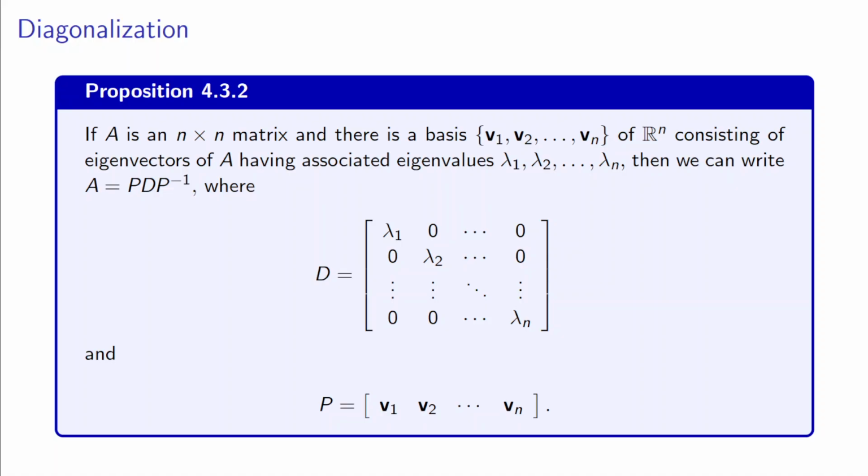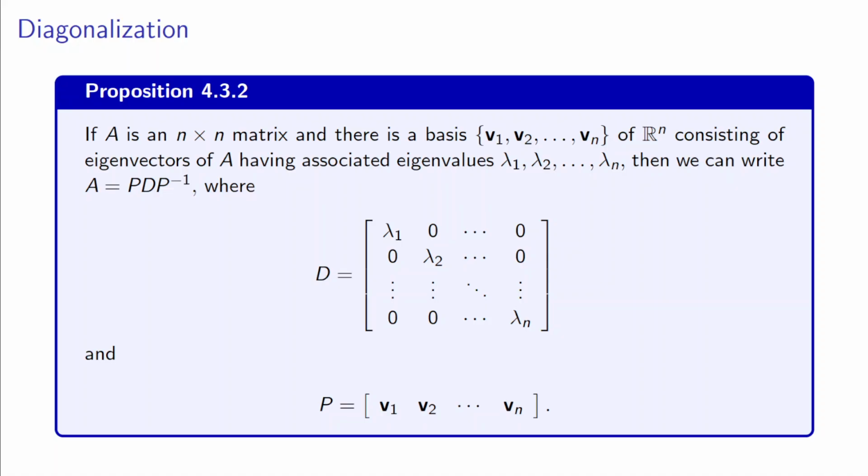Okay, and on to generalizing all this. Proposition 4.3.2: if A is an n by n matrix and there is a basis v1, v2 through vn of Rn consisting of eigenvectors of A having associated eigenvalues lambda 1, lambda 2 through lambda n, then we can write A equals P D P inverse, where D is this diagonal matrix where we put the eigenvalues down the diagonal and zeros everywhere else.